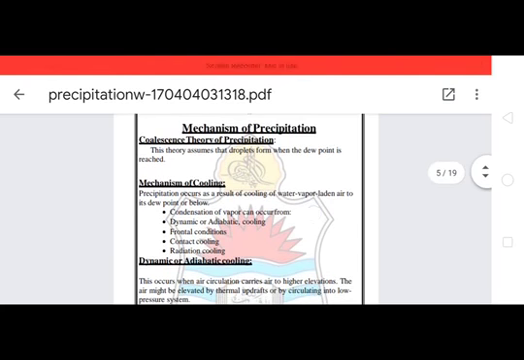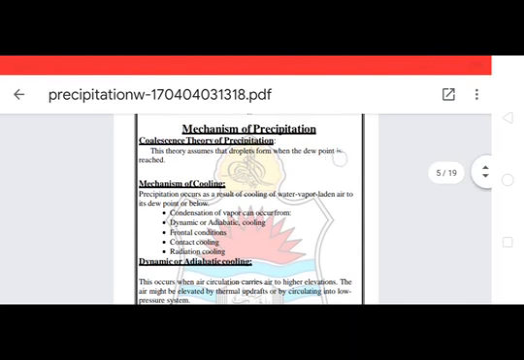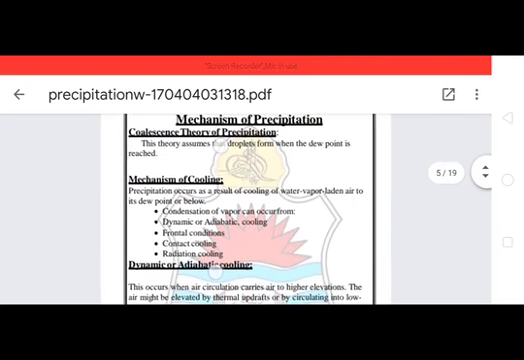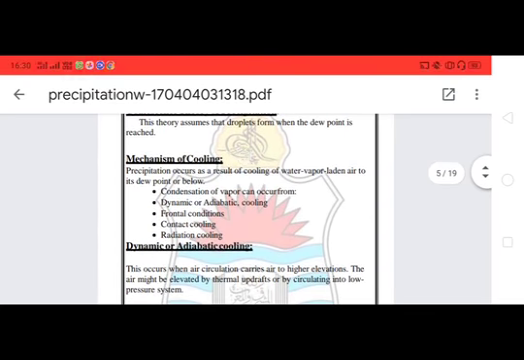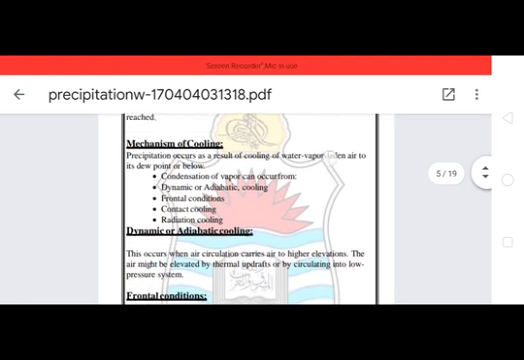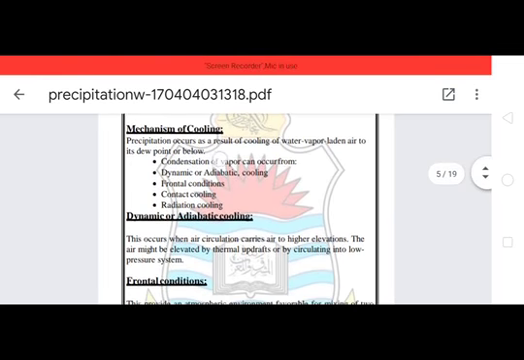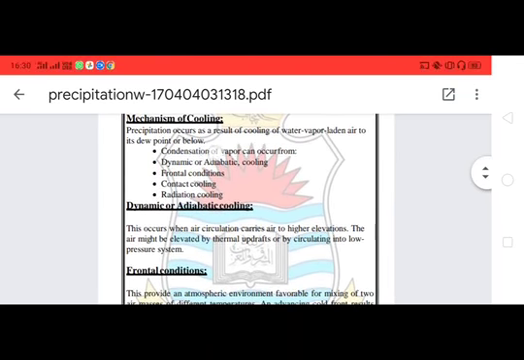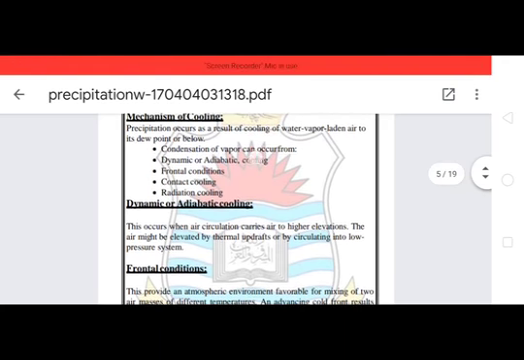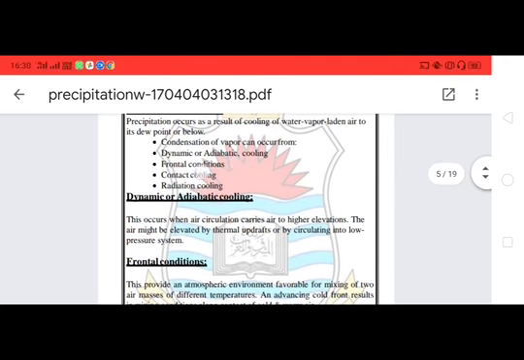What are the mechanisms involved in precipitation? As you can see, there are some theories. We are discussing the mechanism of cooling, dynamic or adiabatic cooling. The theory assumes that droplets form when the dew point is reached. Precipitation occurs as a result of cooling of water vapor laden air to its dew point or below. Condensation of vapor can occur from dynamic or adiabatic cooling, frontal condition, contact cooling, and radiation cooling.